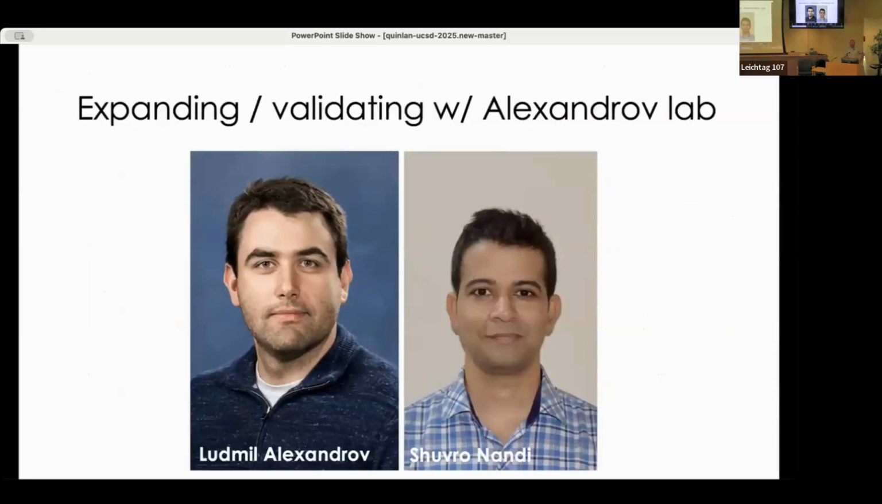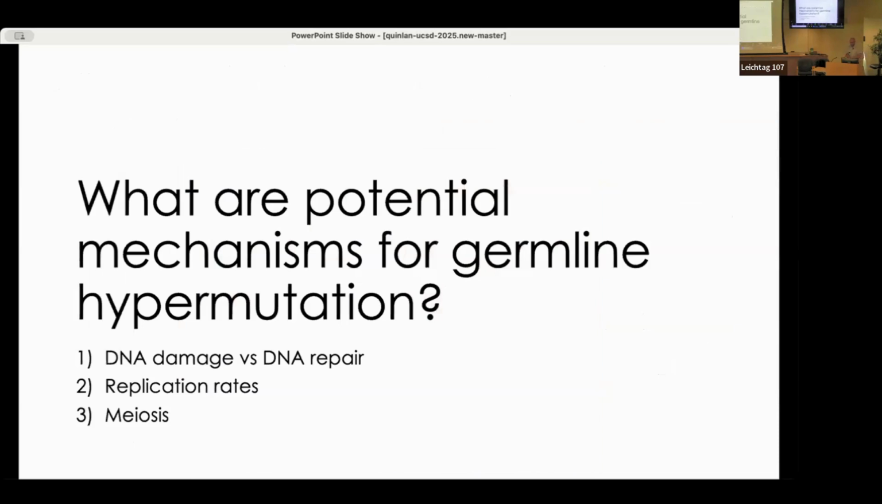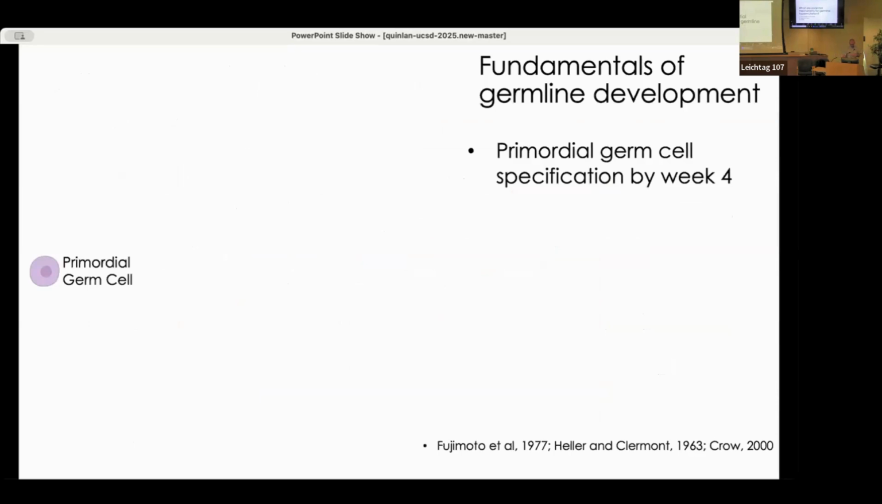As I mentioned, we're working with Ludmila and Shubro to follow up on this, but I want to walk through what we're thinking about as potential mechanisms for what might explain this. We've spent a lot of time working through this and trying to eliminate potential models, but I think it's best explained by walking through the fundamentals of germline development in the first place.